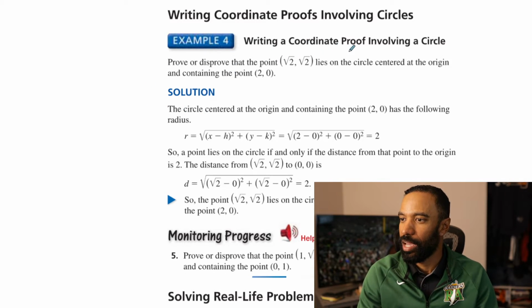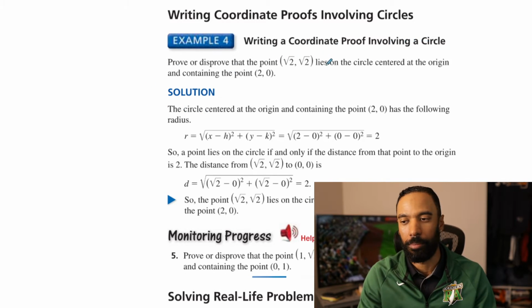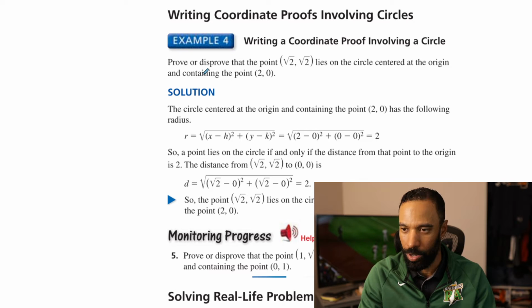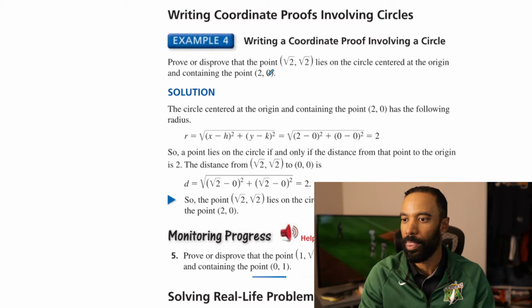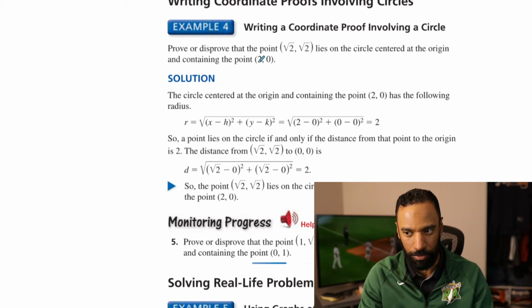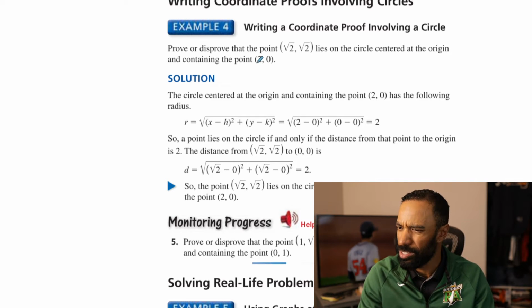Okay. Writing a coordinate proof. Oh, coordinate proofs involving a circle. Prove or disprove that the point root 2 lies on the circle centered at the origin and containing the point 2, 0. So I guess we first come up with an equation that would contain this point itself. And then we would check and see, well, let's see how they do it. I mean, they can plug in the values, but I figured they would come up with the equation first, then plug this in as x and y.